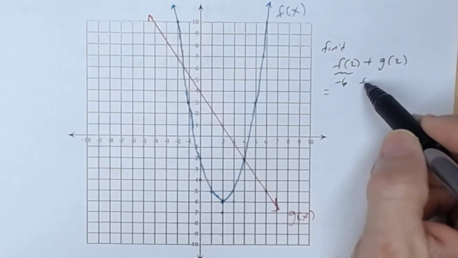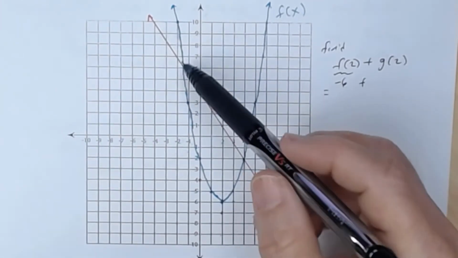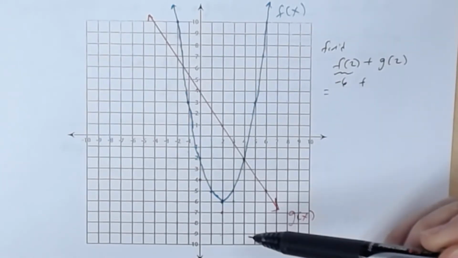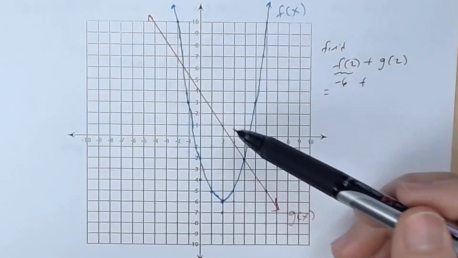Then I want to find g of 2. So I want to add g of 2 to that. So I go back, and now I'm using the function g. Again, it's important to determine which one's the function g. So my function g is this line, this linear function.